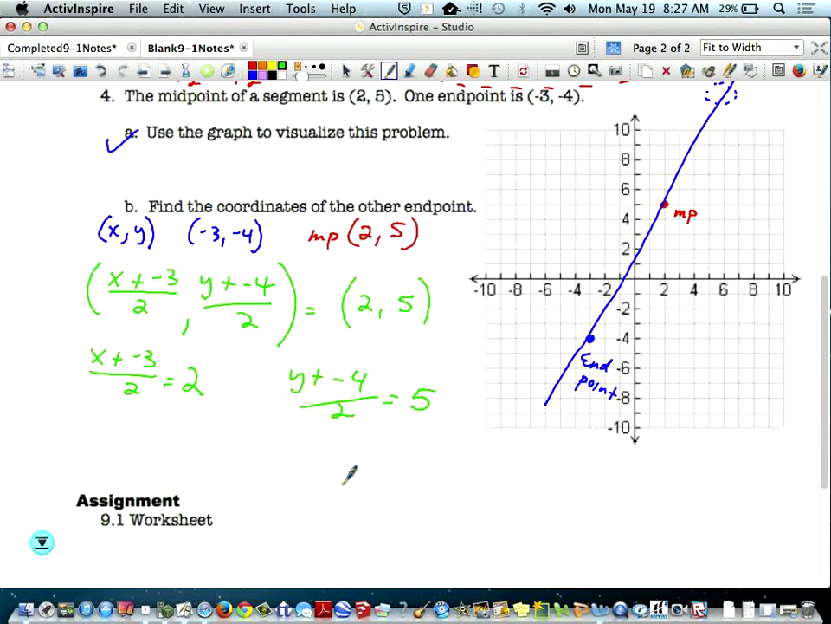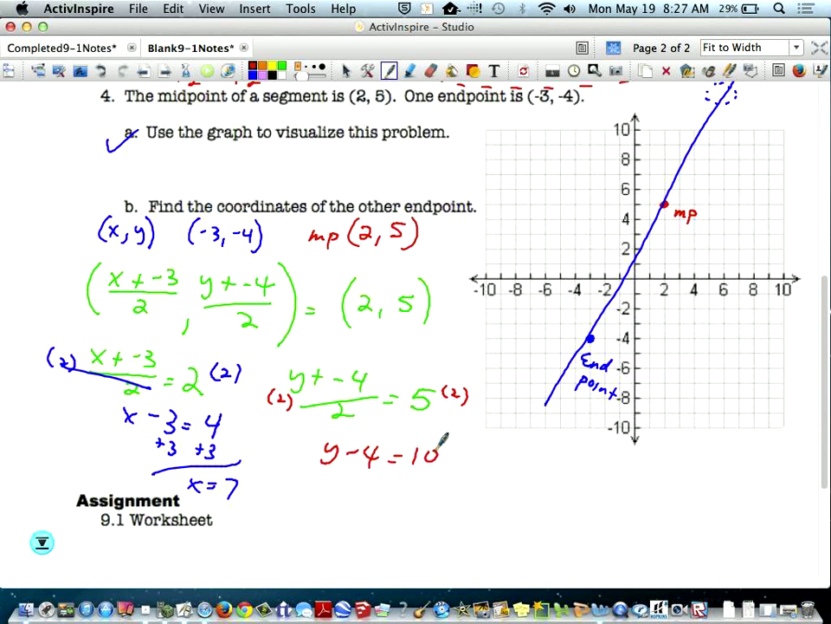What do you have to do first? Multiply by 2. I'm just going to write that x minus 3 is equal to 4. Then add 3. So x is 7. Over here, the y values. Multiply by 2. And I get y minus 4 is equal to 10. Add the 4. And I'm getting a y that's 14.